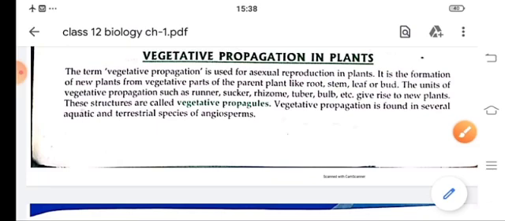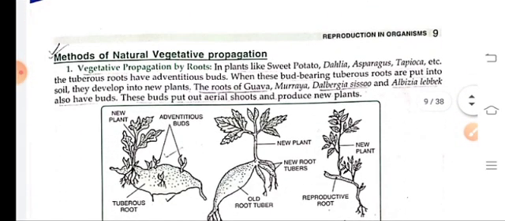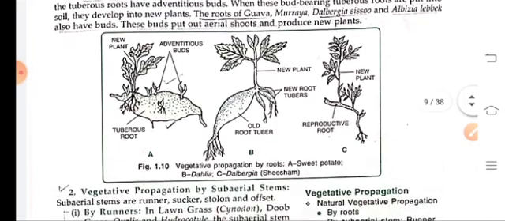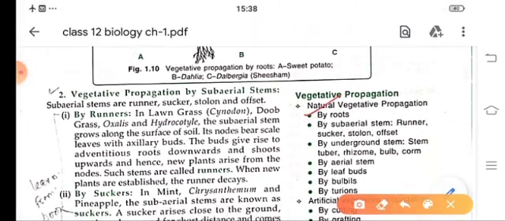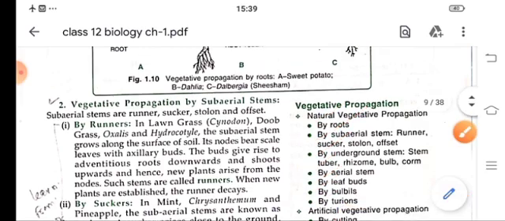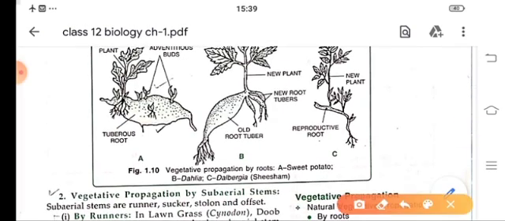Now these vegetative propagules are found in several aquatic and terrestrial plants of angiosperms. Now, there are several methods of vegetative reproduction. These can be done by roots, by subaerial stem, by underground stem, by aerial stem, by leaf buds, bulbils, turions, and artificial propagation is there. So let's start with the vegetative propagation by roots.